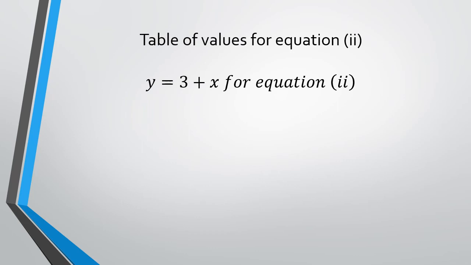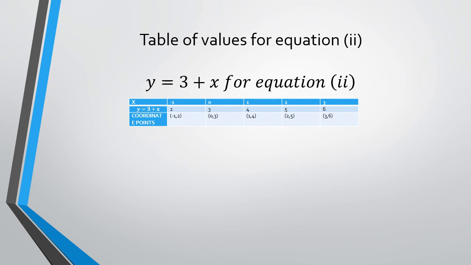So we also look at the table of values for equation 2. y is equal to 3 plus x. What happens when we let x be equivalent to negative 1? We put it here, so it's going to give us 3 plus negative 1, which is just the same as 3 minus 1, which is 2. So we have negative 1 and positive 2 for the first point. For the second point, we have 0, so it is 3 plus 0, which is still 3. So we have 0 and 3.